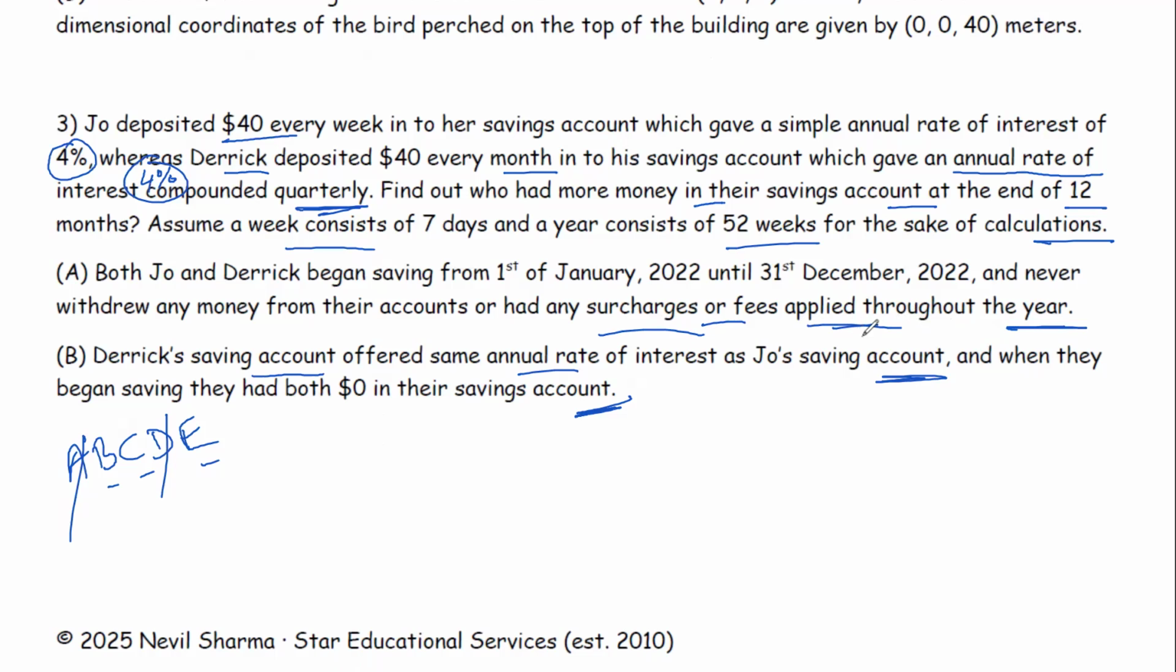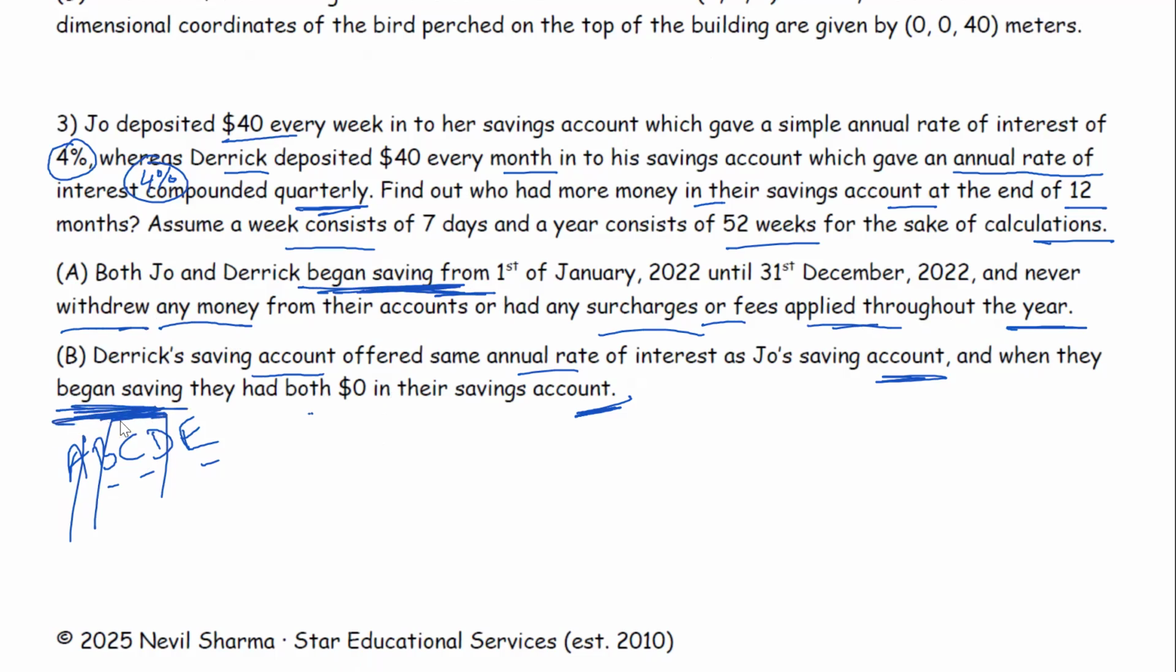But the part is that they never withdrew any money. Yeah, so that's important, right? That's not stated out here. So B on its own cannot solve. Now, together also, we wouldn't be able to solve it had this statement not been there. Both Joe and Derek began saving from first. All right.